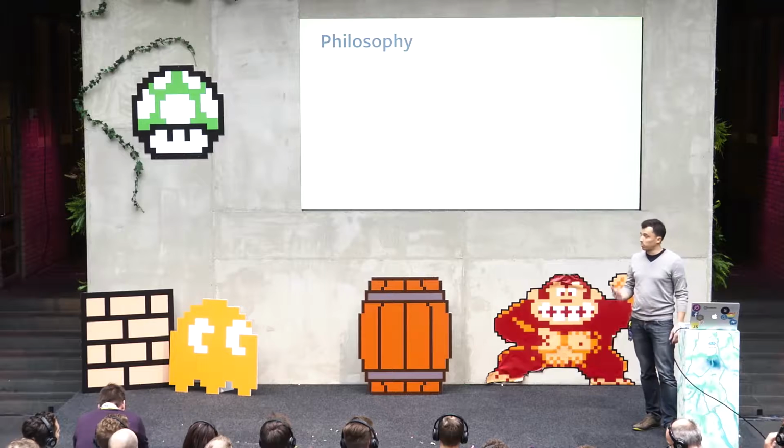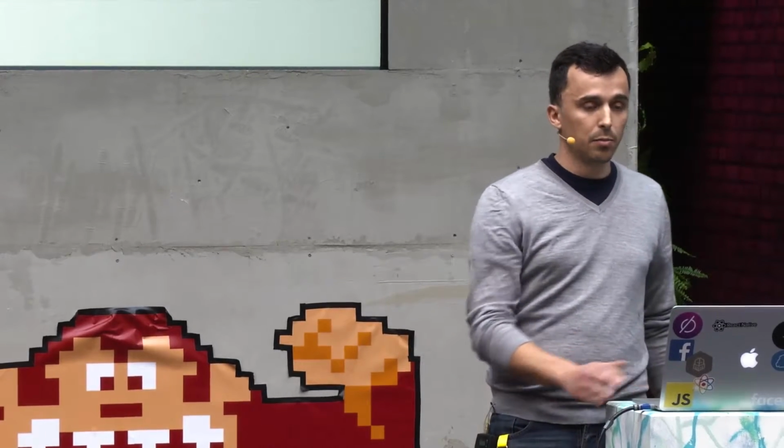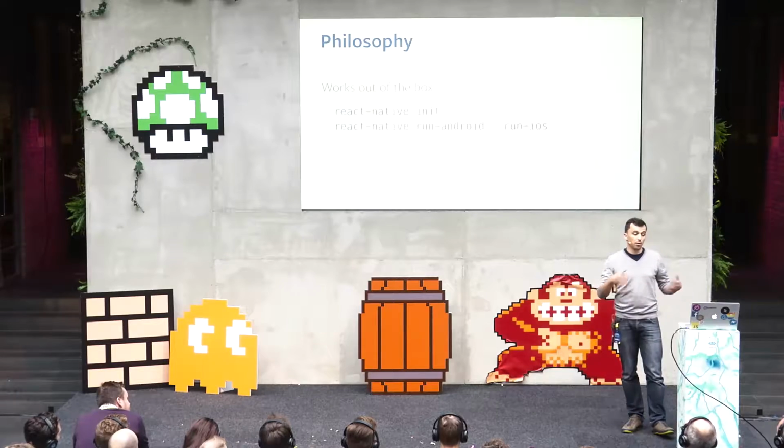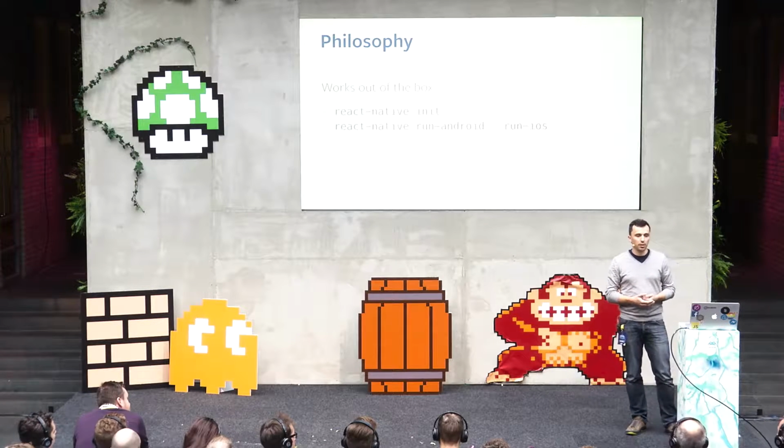I would say it comes with a different philosophy than a lot of other packaging tools out there. As part of React Native, it's very important to us that things run out of the box. So you create your application with React Native in it, and if you then invoke React Native run Android or run iOS, it will just work out of the box. It will launch an emulator, launch the packager, and you'll be good to go. There's no need for a configuration file, no need to add any additional packages.